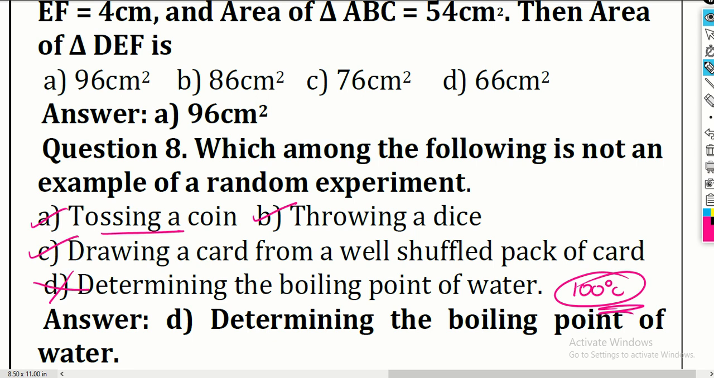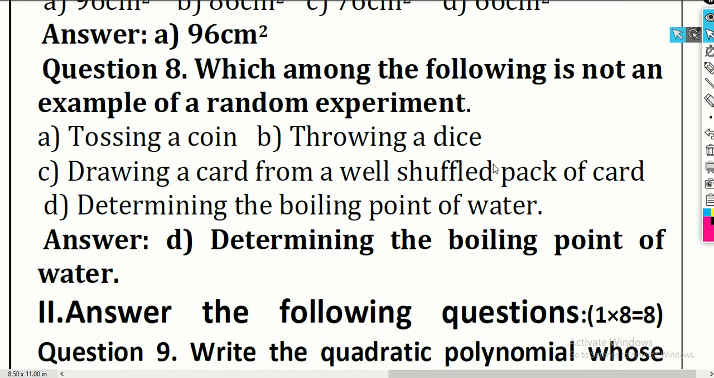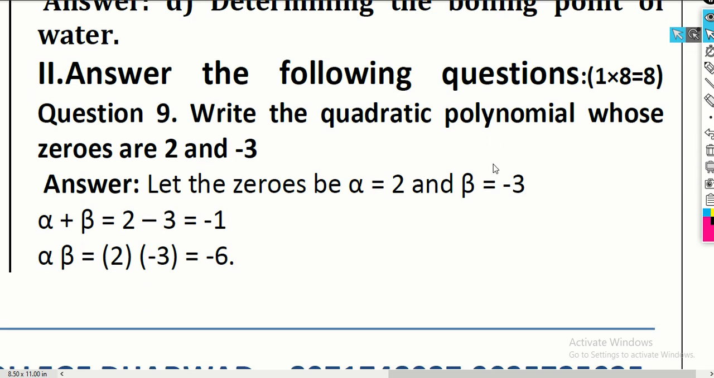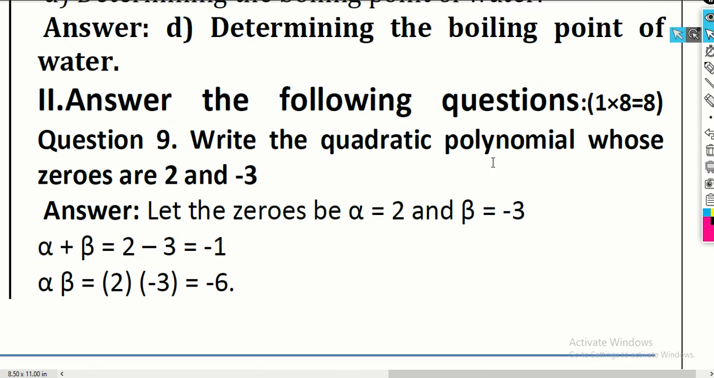Then we move on to the next question. Answer the following questions. Here these are 1 mark questions. We have to use some steps here.